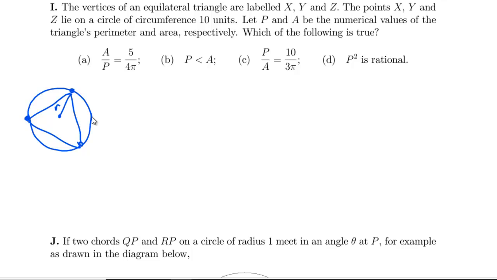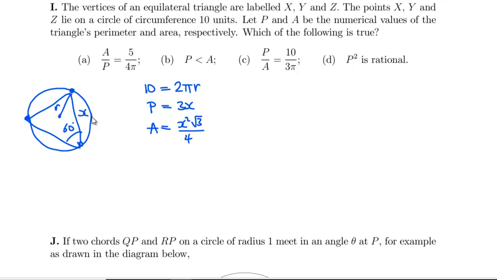The circumference is 10 units, so let's mark on an R. So 10 is equal to 2 pi R. Then our perimeter of the triangle, let's call the side x, so 3x. Our area is going to be, well, actually, let's do it off of this. If that's 60 degrees, we can say it's a half ab sine C. So it'd be a half x squared times root 3 over 2, so x squared root 3 over 4 is our area.